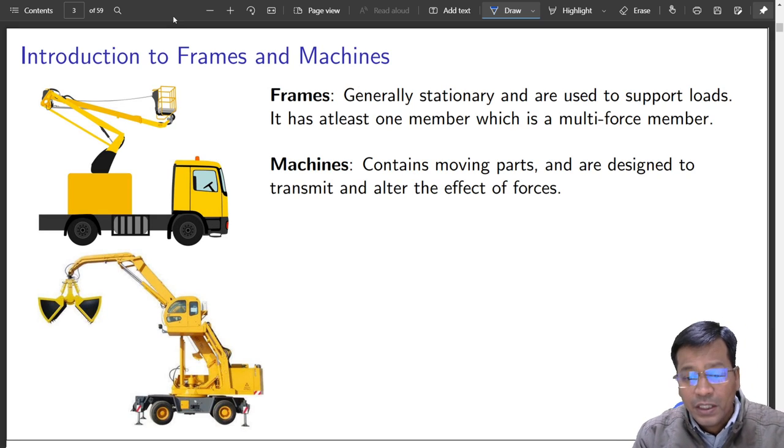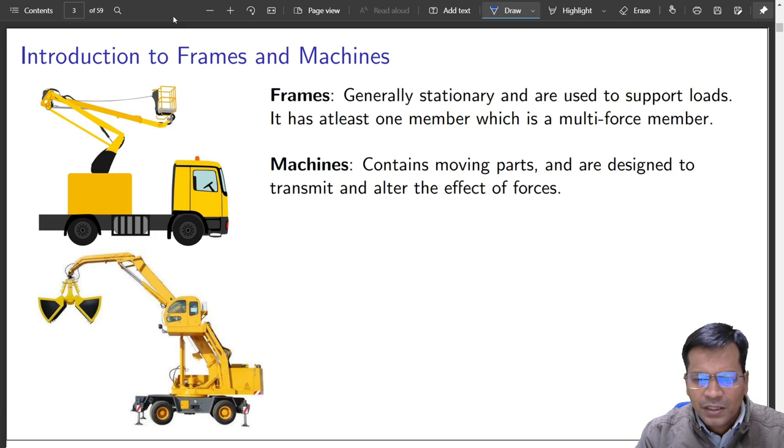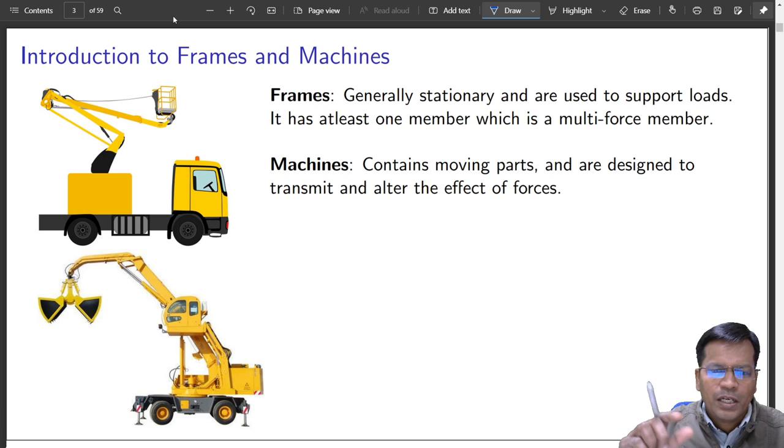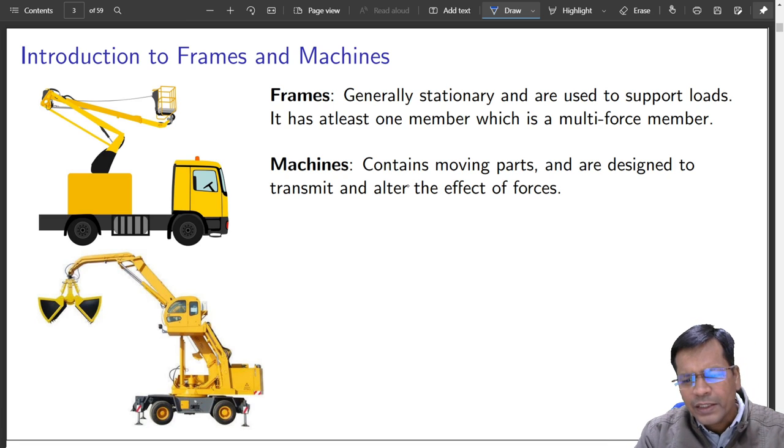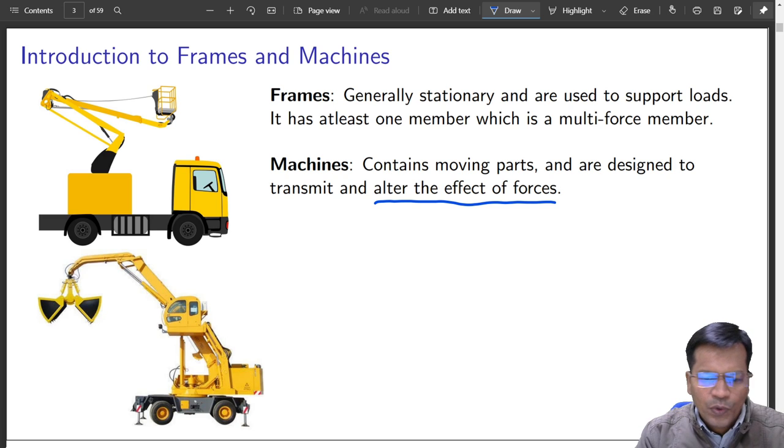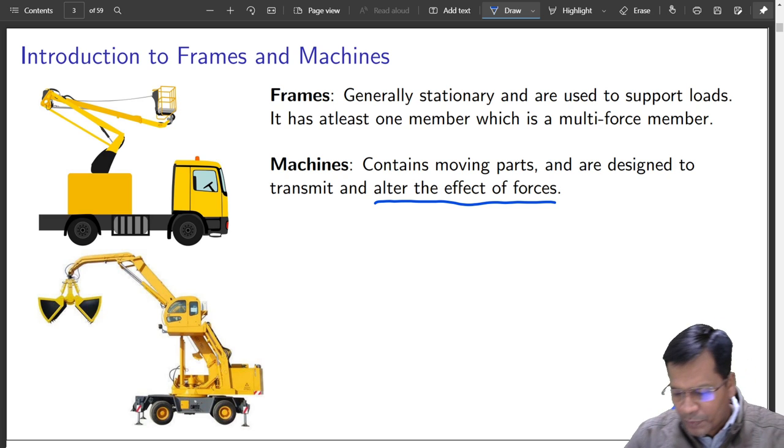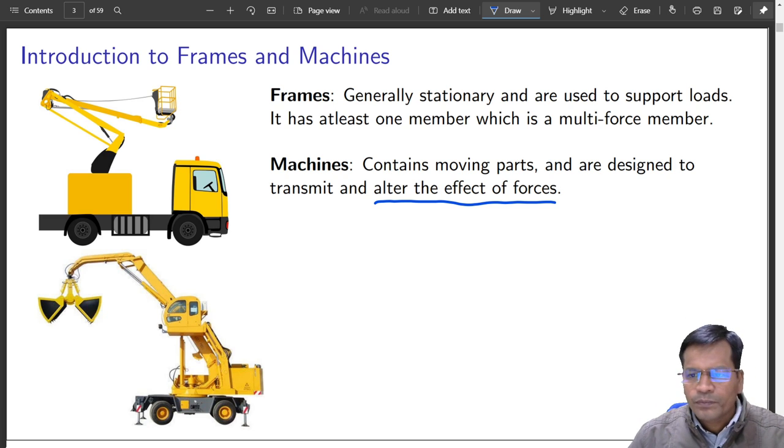And in case of machines, these are also a similar construction, but they are designed to do something else. They are not supposed to carry load forever. They are not stationary. There may be some parts in it which can move. They contain moving parts. They are designed to transmit or alter the effect of forces. It can even transmit motion. It cannot just transmit force from one end to the other; rather, it can also transmit motion. So both things can happen simultaneously. Okay?